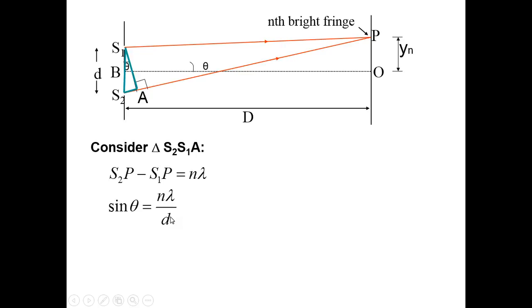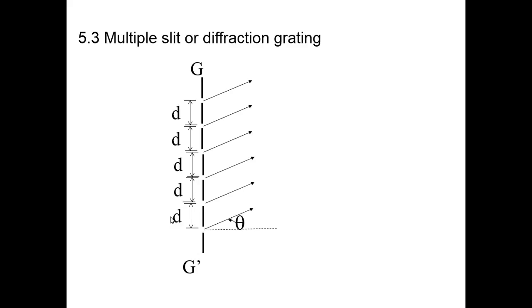So the equation we'll be using in the grating will also be d sine theta equals m lambda. But we stop here. We don't go on to find the fringe separation.